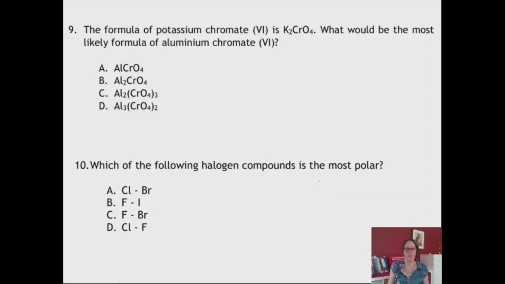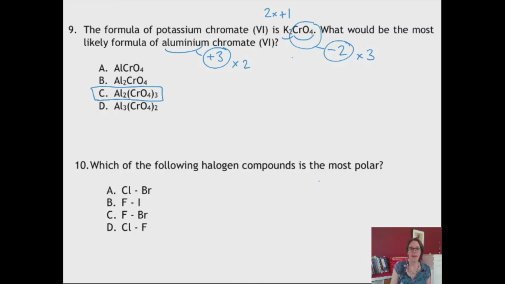So question 9, we're given a formula, potassium chromate(VI), and asked for a formula of a different compound involving the same ion. So potassium we know is in group 1, forms a +1, which means that we can deduce that CrO4 has an overall charge of -2. Aluminium, from the periodic table we can tell is a +3 ion. And so basically we're going to need 2 lots of aluminium and 3 lots of my -2 chromate(VI) ion, and that's going to give us Al2(CrO4)3.